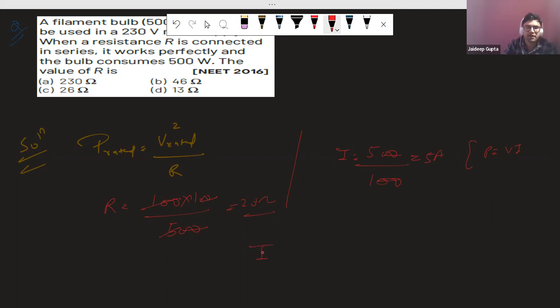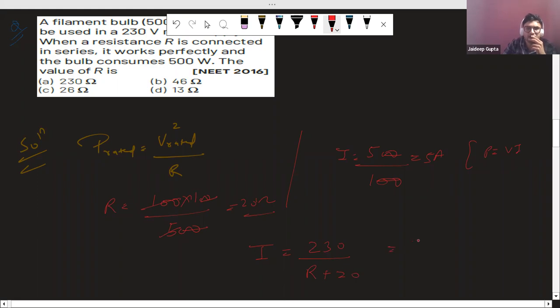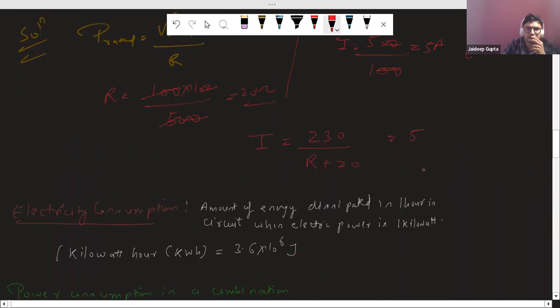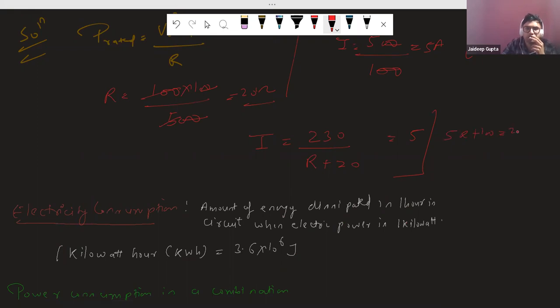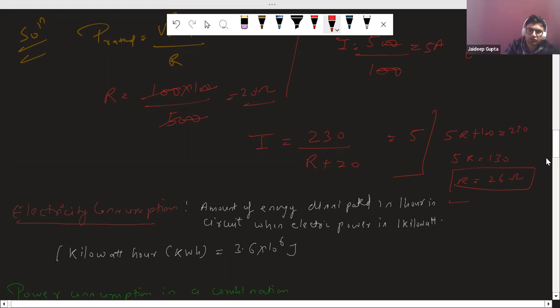Now when R is connected in series, the total voltage is 230 volt, and the total resistance is R, the external resistance, plus 20. So 230 over the total resistance equals 5. Now solve. So 5R plus 100 equals 230. So 5R equals 130. So R equals 26 ohm. Okay. Is it clear to everyone? Yes, sir. The answer is 26.